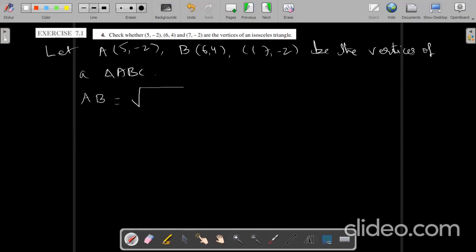The length of the side AB means (6 minus 5) whole square plus (4 minus minus 2) whole square. 6 minus 5 is 1, square is 1. 4 plus 2 is 6, square of 6 is 36. So we are getting under root 37. Then find BC.